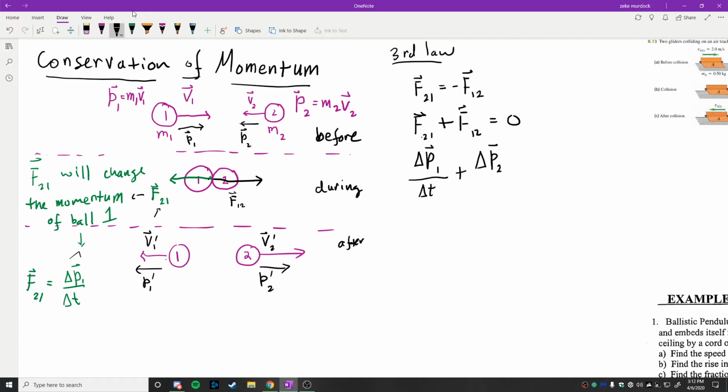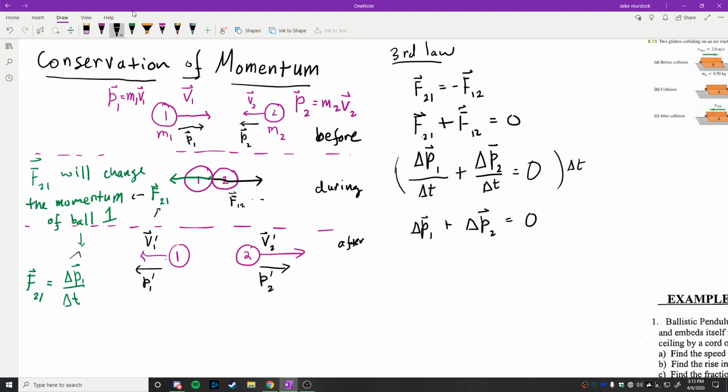The force of ball 1 on ball 2, right? This one is going to have the effect of changing the momentum of ball 2. And so this is equal to 0. But now what we can say is that they have the same time interval, so we can multiply both sides of this equation by delta t. And what we'll end up getting is that the change in the momentum of ball 1 plus the change in the momentum of ball 2 is equal to 0, right?